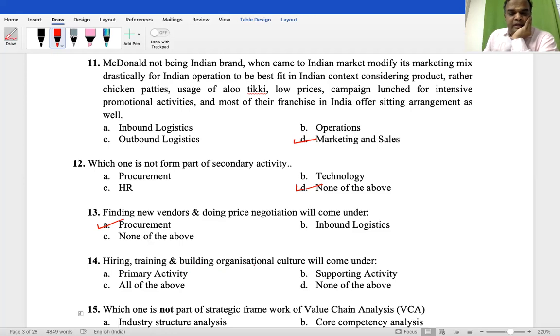Hiring, training, and building organizational culture comes under primary or supporting activity? Supporting activity. Under supporting activity, what all comes? Procurement, technology development, human resource, and firm infrastructure. So this comes under human resource, so we can consider it as a supporting activity.